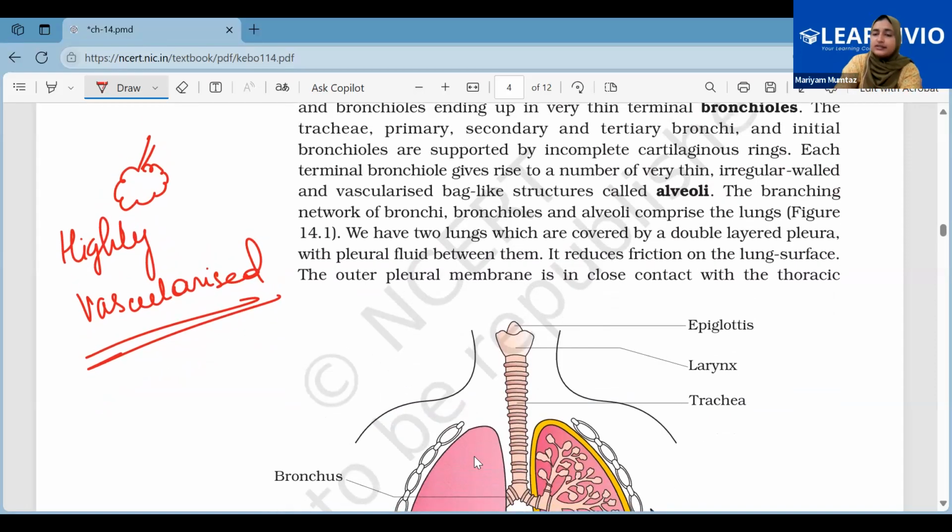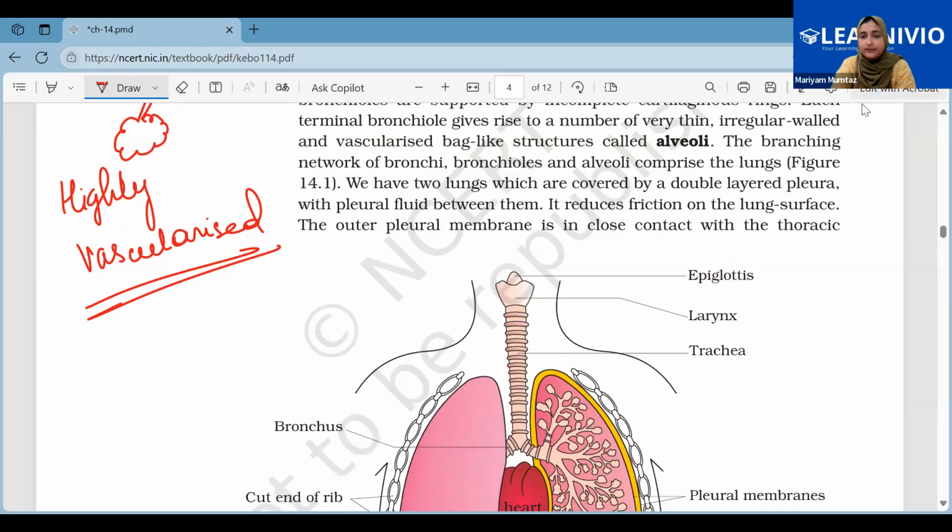Now we have two lungs that are present in the thoracic chamber, and they are covered by a double layered structure which is called the pleura. So the covering or the layer that surrounds the lungs is called the pleura. For example, there is an outer pleura and an inner pleura, and in between them there is pleural fluid present. Why is this present? So as to reduce the friction. You might have learned about friction also.